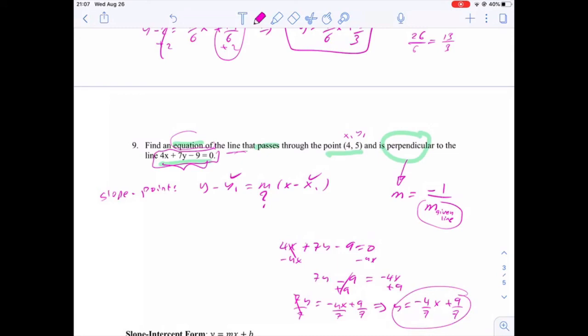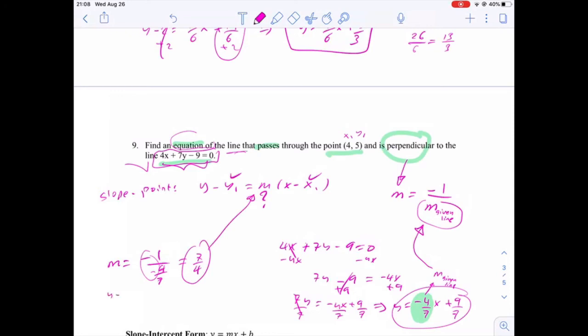This is equivalent to the equation of the given line, but from this equation it's easy to find the slope. This is m of the given line, the slope of the given line. So it's -4 over 7. We plug it here, so the slope that we are looking for is -1 over -4/7. Negative over negative is positive, and then we just flip the denominator. We get 7/4. So 7/4, we put it here.